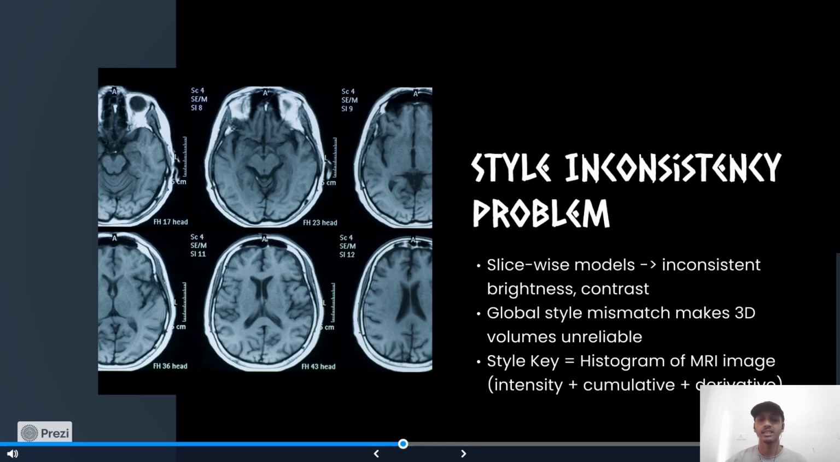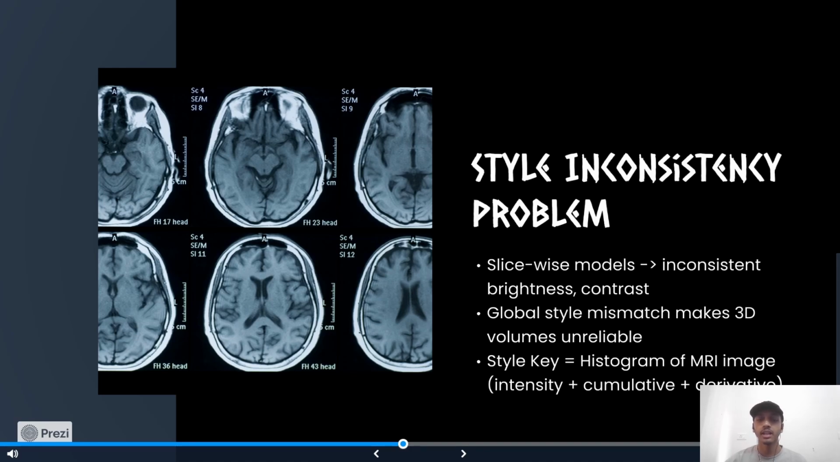This inconsistency is what is known as global style inconsistency, and it's a serious problem in CT to MRI translation. Style key conditioning is designed to solve this exact problem by conditioning the model on a style key. In this context, a style key is a compact, quantitative representation of the overall style of an MRI scan.